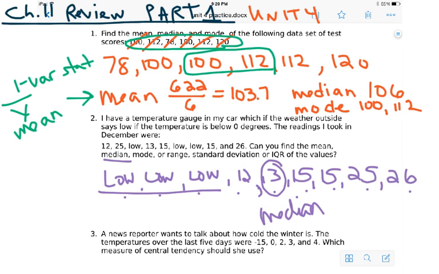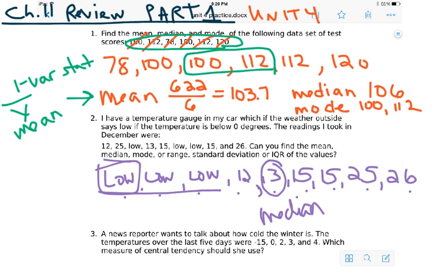In order to find the range, you need to know the minimum and the maximum. But I don't know the minimum, so I can't actually subtract them. In order to find the standard deviation, I actually need to know all the values. The interquartile range is the distance between quartile 1 and quartile 3. And although I can find quartile 3, I can't find quartile 1 because I don't know what those numbers are. So the only piece of information that you can get from this list is the median.